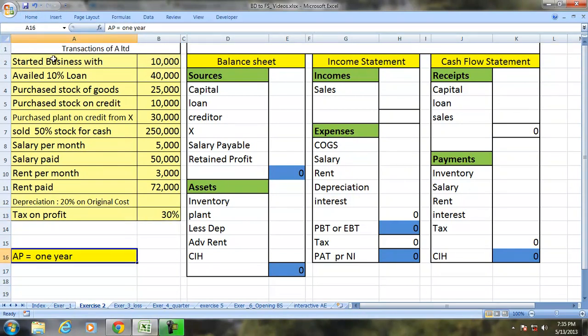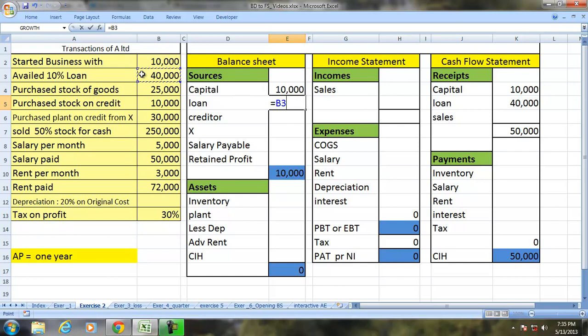So started business with cash 10,000, so that is a receipt, will be shown in the receipt in the cash flow statement and will be shown in the balance sheet as a source, and that too as a capital. Raised a loan of 40,000, so loan is a receipt and loan is a source as a liability.